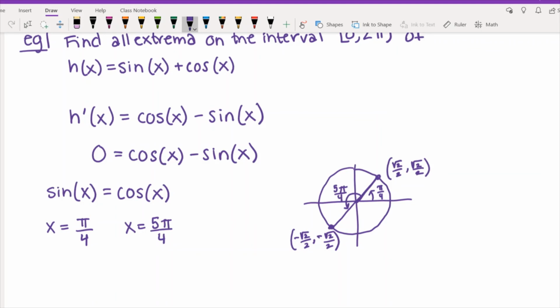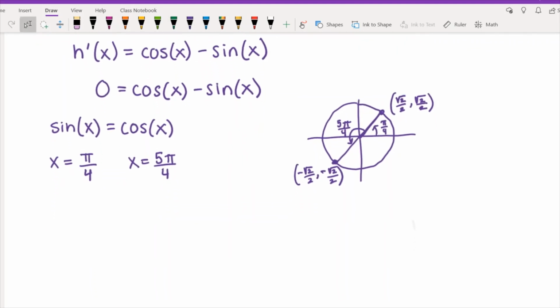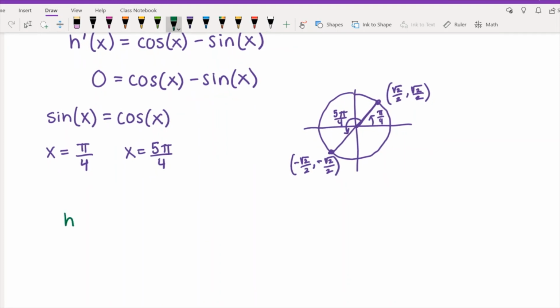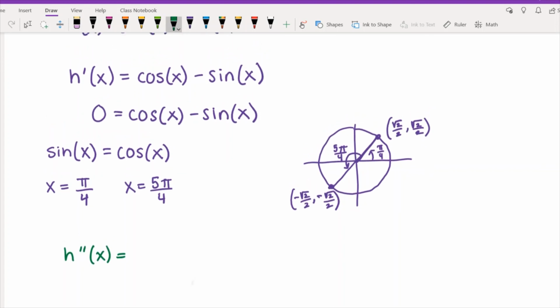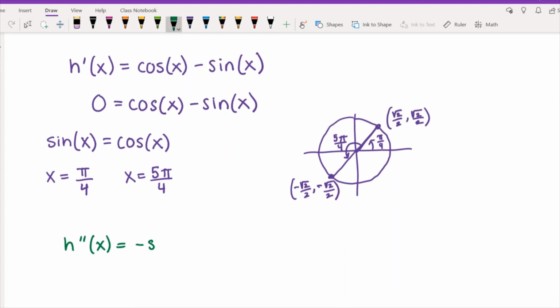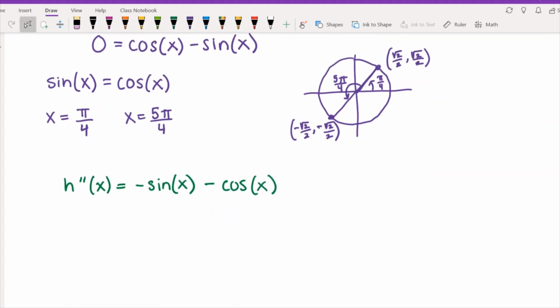Okay, so now we need to take the second derivative, and we're going to plug those numbers into our second derivative to figure out whether we get a positive or negative result. So the second derivative is now negative sine of x minus cosine of x. So let's plug in pi over 4. So h double prime of pi over 4, we're going to get negative sine of pi over 4 minus cosine of pi over 4.